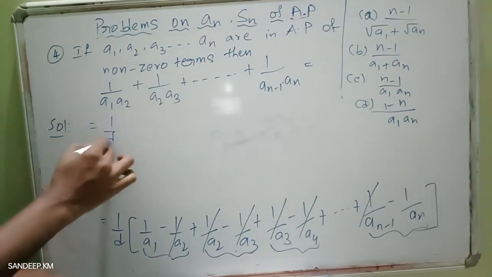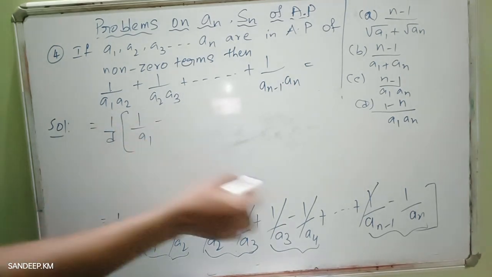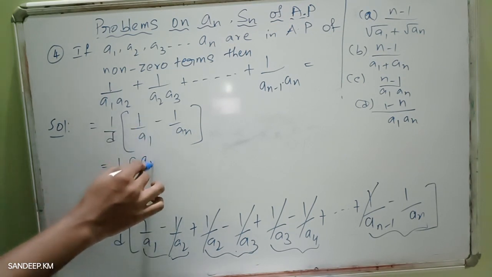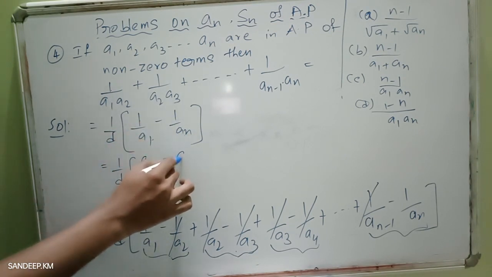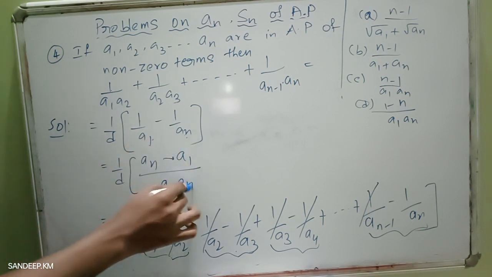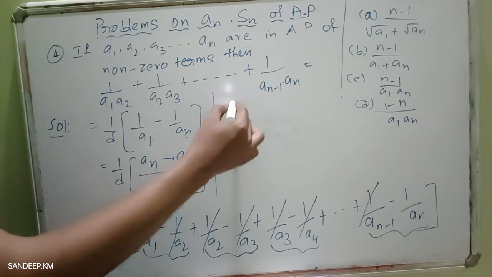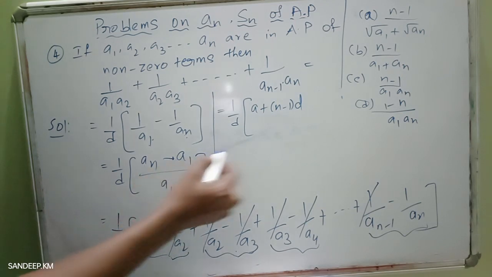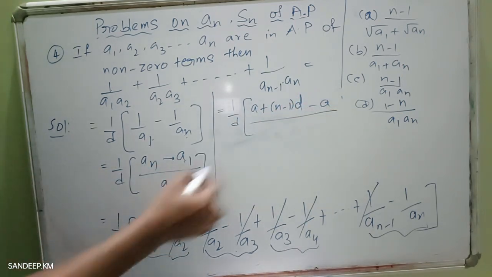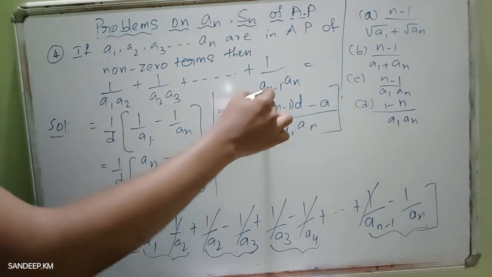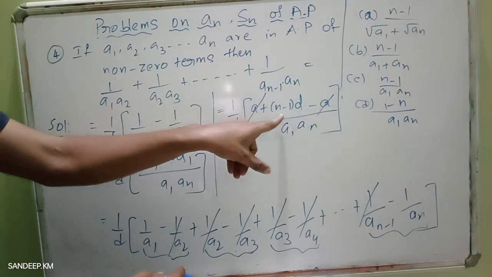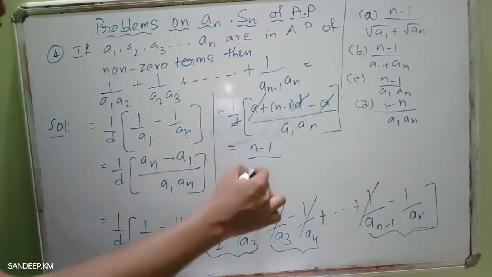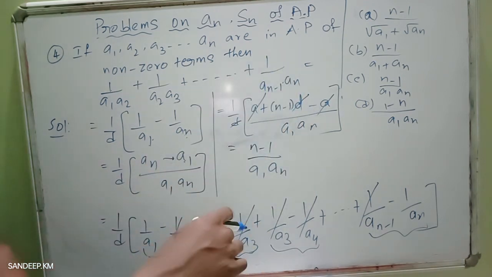Yes, so it is equal to 1 by d into, I got 1 by a1 minus 1 by an. Okay, again I will take common denominator, an minus a1 by a1 an. Just two more steps, we will get our answer. What is it? 1 by d as it is. The nth term is a plus n minus 1 into d, minus the first term is a, with common denominator a1 an. So plus a minus a gets cancelled, and after that the numerator contains only n minus 1 into d. So into d and by d gets cancelled. The final answer is n minus 1 by a1 into an. That is our final answer.